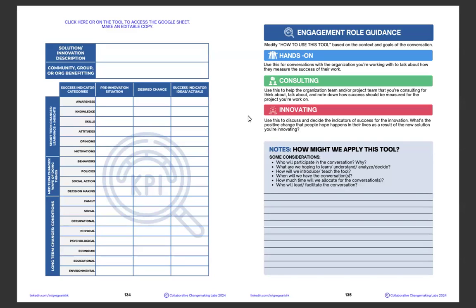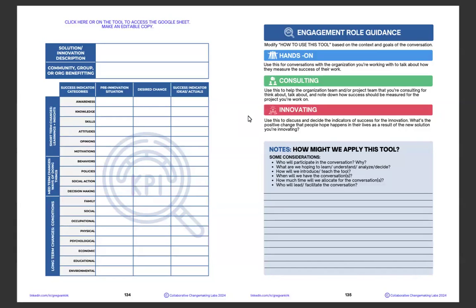If we go over to engagement role guidance, how to use this tool based on the context and the goals of the situation, you're going to change it. So here are just some suggestions. If you're hands-on, use this for conversations with the organization you're working with to talk about how they measure success for their work. So what's their solution? You could put that in. Who are they trying to help? That's the community group. And then you can have a conversation about, okay, what was the situation that they saw in the pre-innovation situation? What was their desired change? And now how do they measure success?